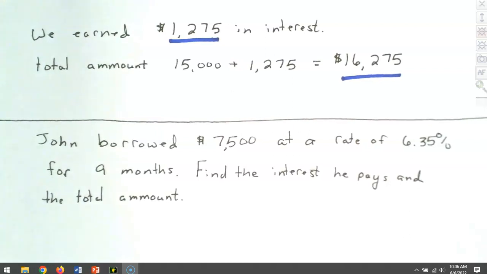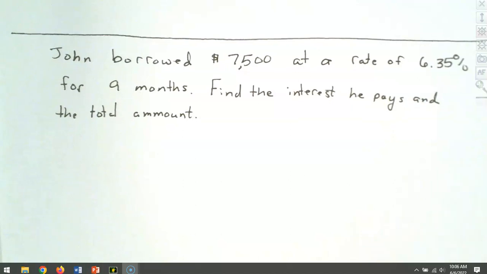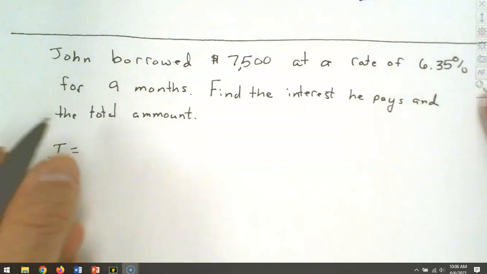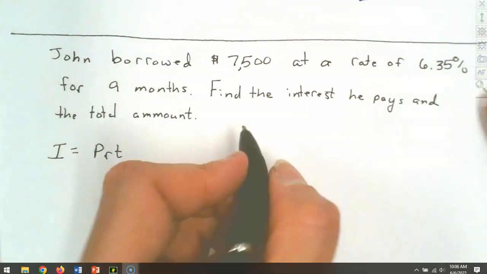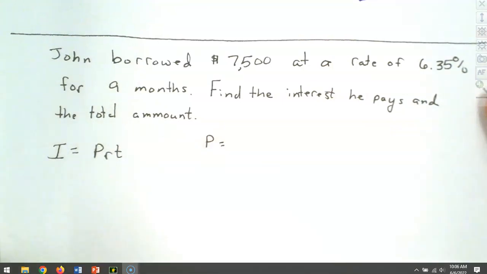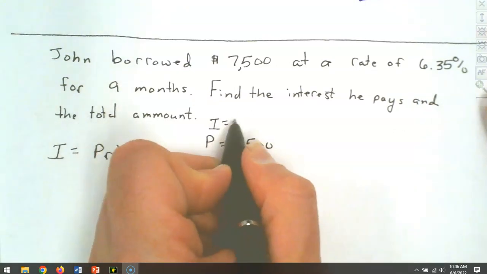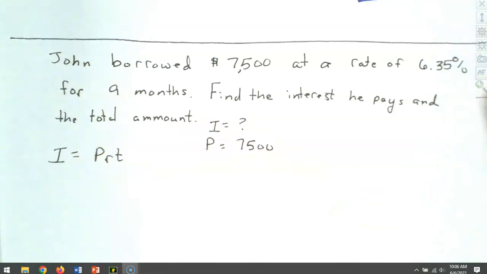So we've got the amount of money that we borrowed, $7,500. We borrowed that at 6.35%. We did that for 9 months. We need to figure out how much interest we've got to pay and how much money I have to actually owe the bank at the end. Write up our formula. I equals PRT. So in our case, the interest again is unknown. Now the principal is going to be that $7,500. Because the I is unknown, we don't know that. Principal is $7,500.